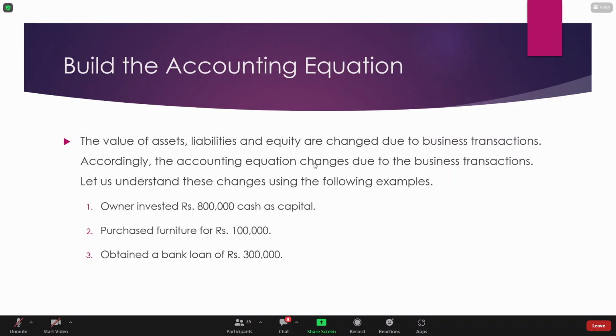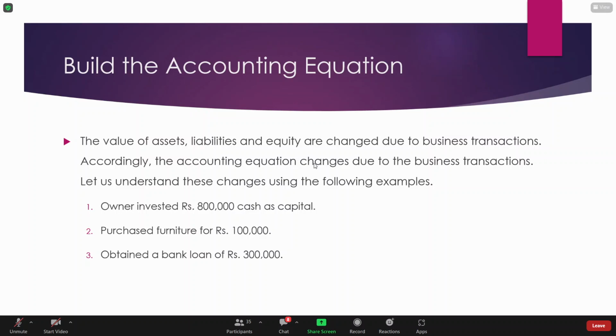Of non-current asset. Business is getting furniture worth 100,000, and also business is losing some cash, 100,000. So furniture asset increases, cash asset decreases. That is the duality. So it affected 2 accounts. So double entry system. That's correct. We will write it in the Excel, but let's discuss the next one.